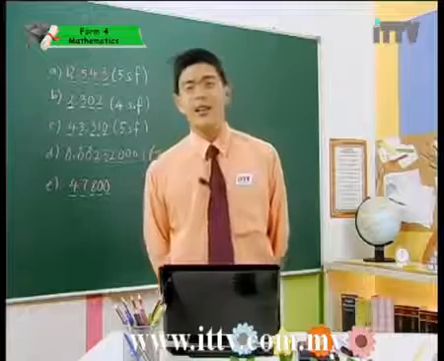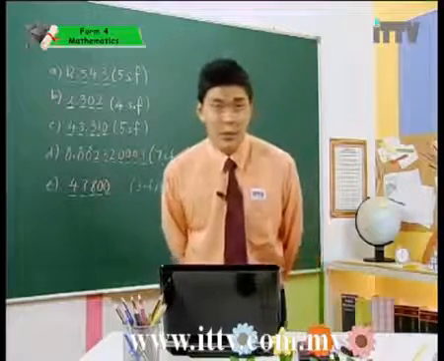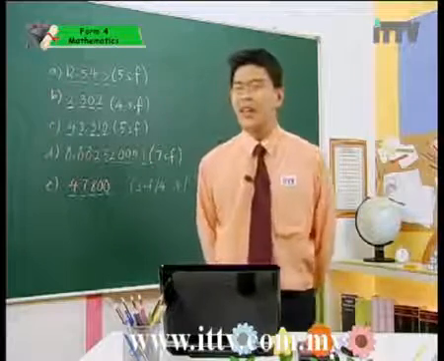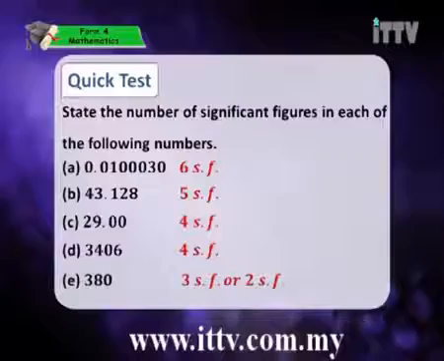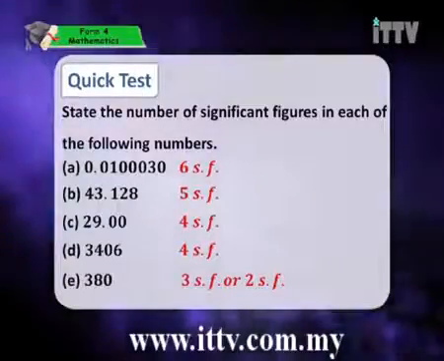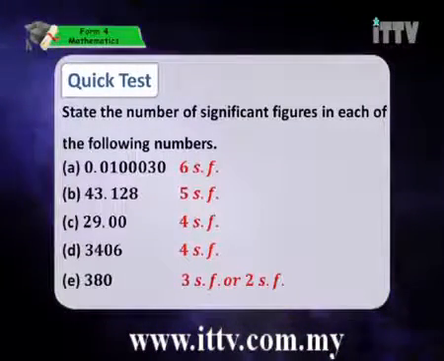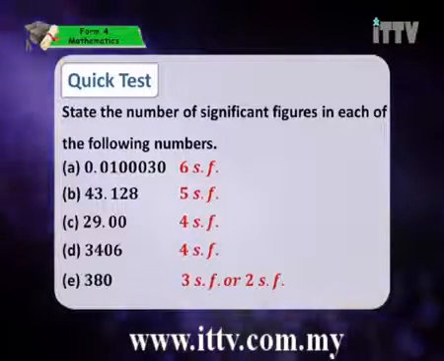What about E, guys? This has a 0 at the back, a trailing 0 in a non-decimal number, meaning a number that is not a point number. So that 0 may or may not be significant. So we have 2 answers actually for this question. It might be 3 significant figures, which is 3, 8 and 0, or 2 significant figures, which is just the 3 and the 8, and the 0 is not. So there are 2 situations here.